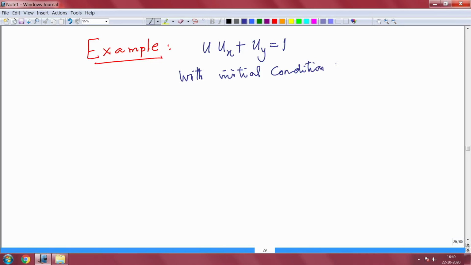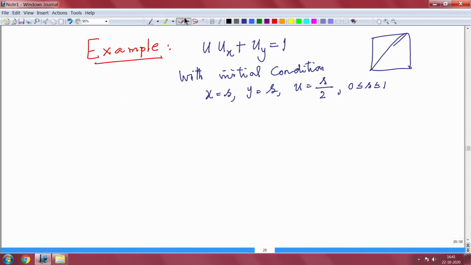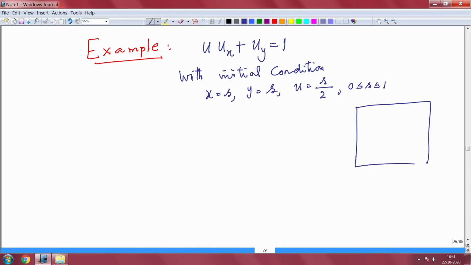What is that curve? You should understand that curve. I am giving it in that format, x equal to s, y equal to s, and your u equal to s by 2, and I am solving for 0 less than or equal to s. So, your values on the diagonal are given. If you look at it here, it is given along this diagonal. The values of u are given along the diagonal.